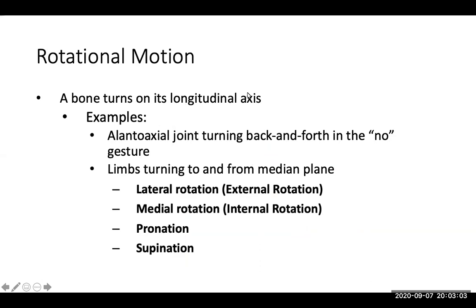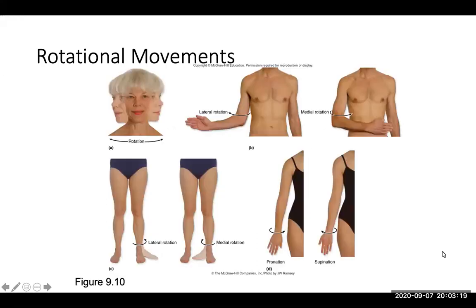Rotation: a bone turns on its longitudinal axis. Examples of this are the atlantoaxial joint, which turns back and forth in the no gesture. Limbs will also turn to and fro in the median plane, whether they laterally rotate or medially rotate, and whether they pronate or supinate. So you should understand these. Rotation is rotating around a central axis.